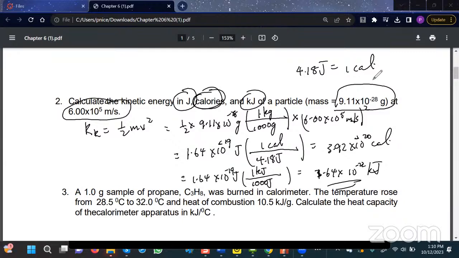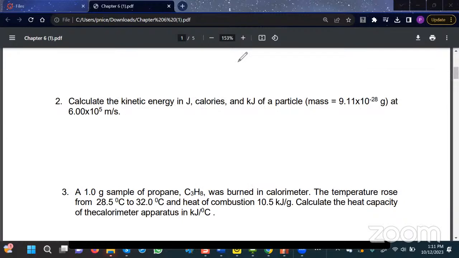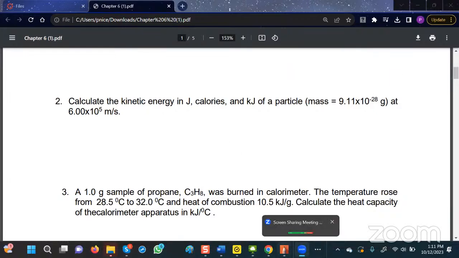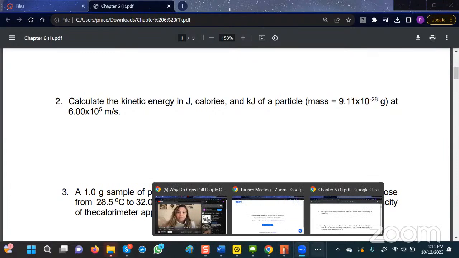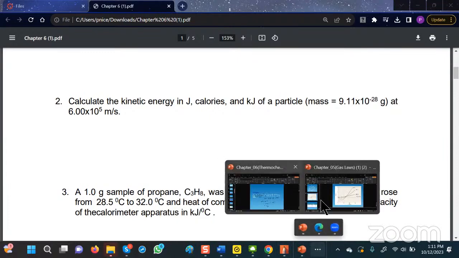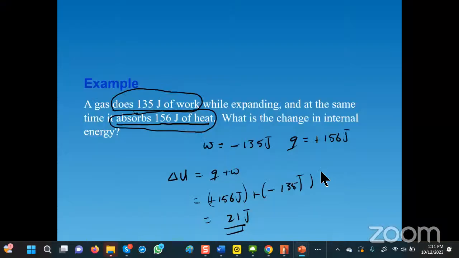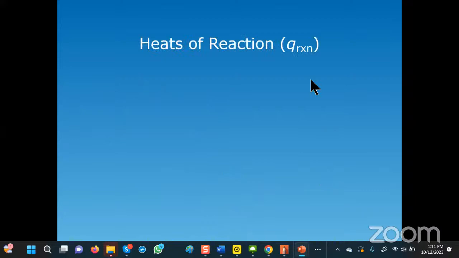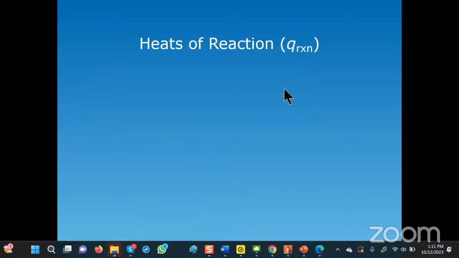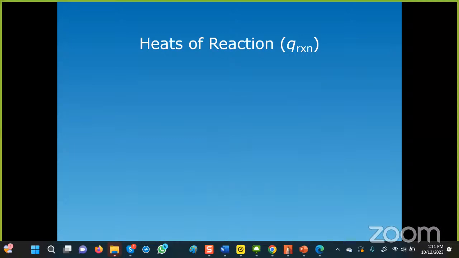Okay, let me clear these, close that out. Let me go back to the PowerPoint. If I can find it right here. Okay, so let me go full screen and then next slide. All right, so now we're going to talk about heats of reaction, and this is where we're going to see the connection between what we have been discussing in terms of energy changes and chemical reactions, all right? So let's talk about heats of reaction.